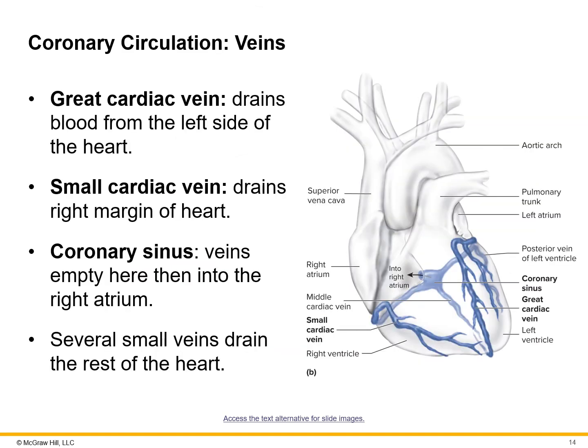Now, what about the veins? Kind of the same thing. So we have the great cardiac vein that drains blood from the left side of the heart. The small cardiac vein drains from the right part of the heart. And we also have the coronary sinus, and these are veins that empty right into the right atrium. And then there are several smaller veins that drain the rest of the heart.